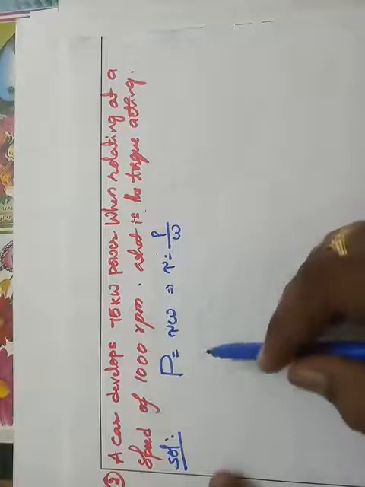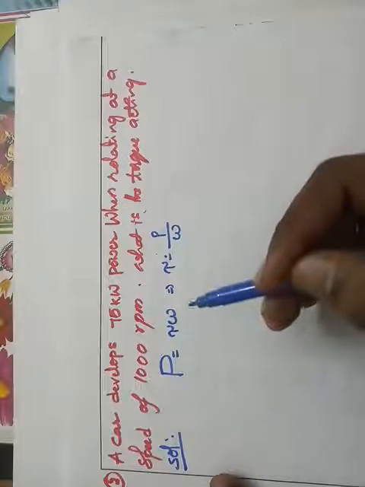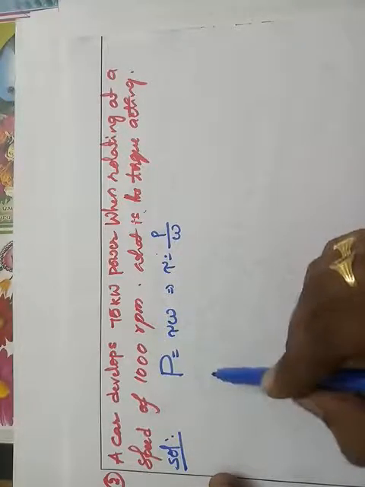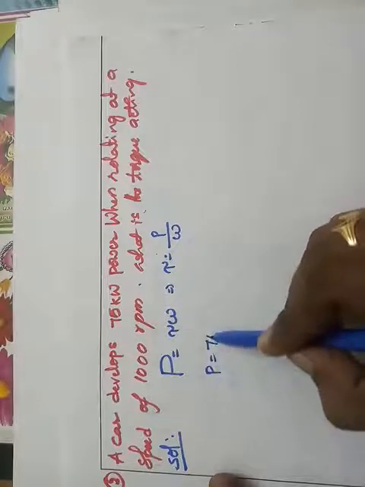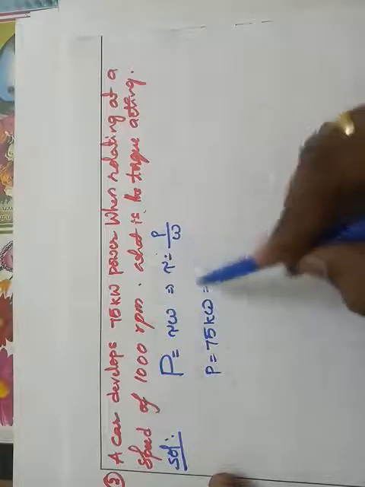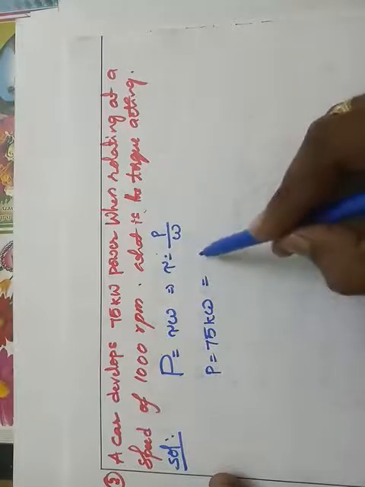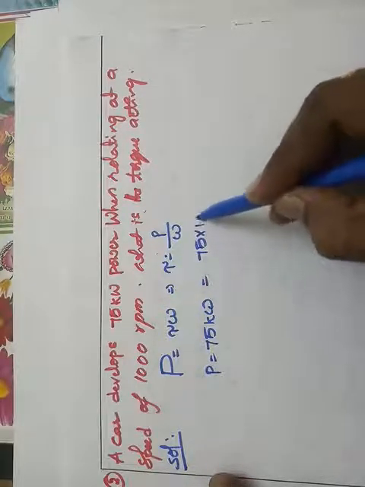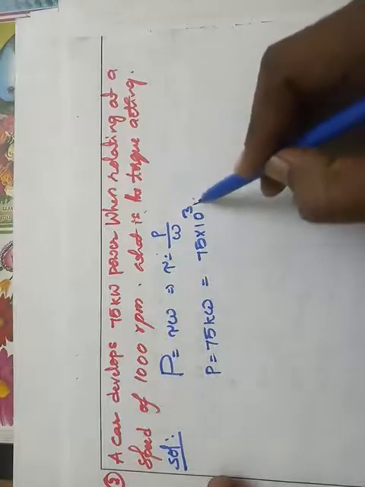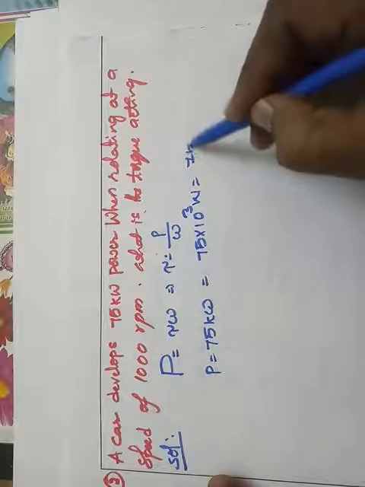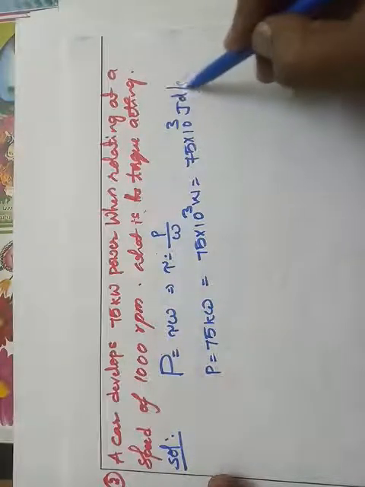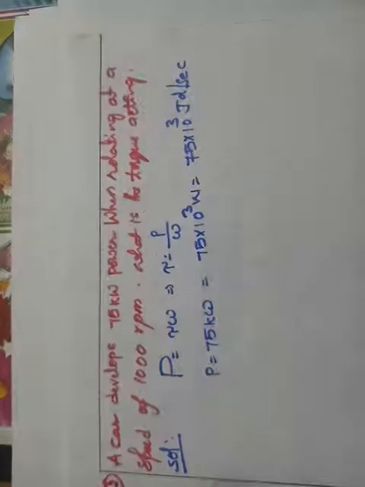75 kilowatts power. This can also be converted into joules per second. See, how can I convert? Here P equal to 75 kilowatts, and converting into joule per second, we get 75 into 10 to the power of 3 watts, which is equal to 75 into 10 to the power of 3 joule per second.